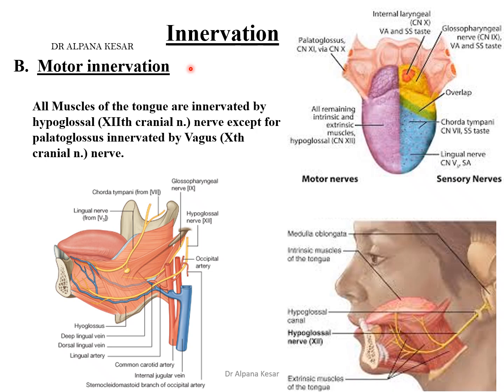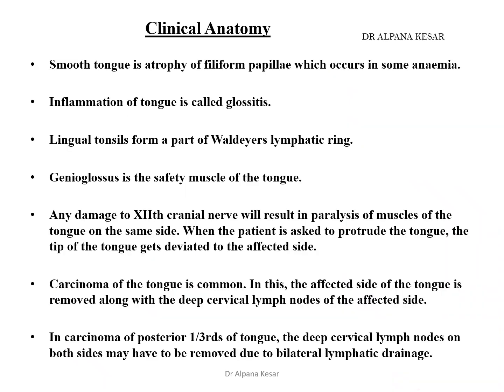Motor innervation of the tongue. All the muscles of the tongue are innervated by the hypoglossal nerve, which is the 12th cranial nerve, except for the palatoglossus muscle, which is innervated by the vagus nerve, which is the 10th cranial nerve. Clinical anatomy of the tongue. Smooth tongue is when the filiform papillae are lost, which may occur in some anemia. Inflammation of the tongue is called glossitis.